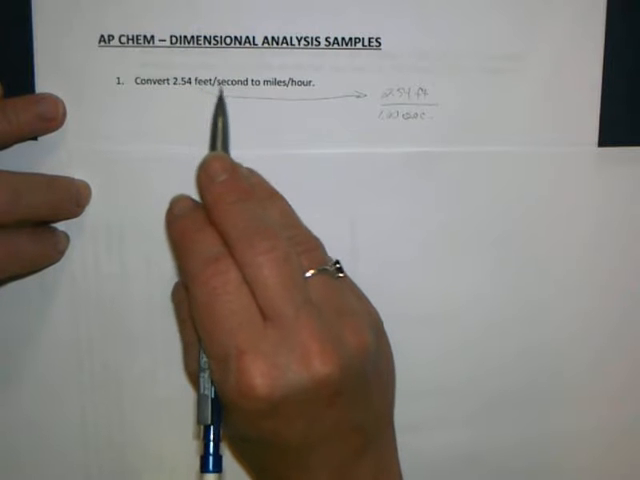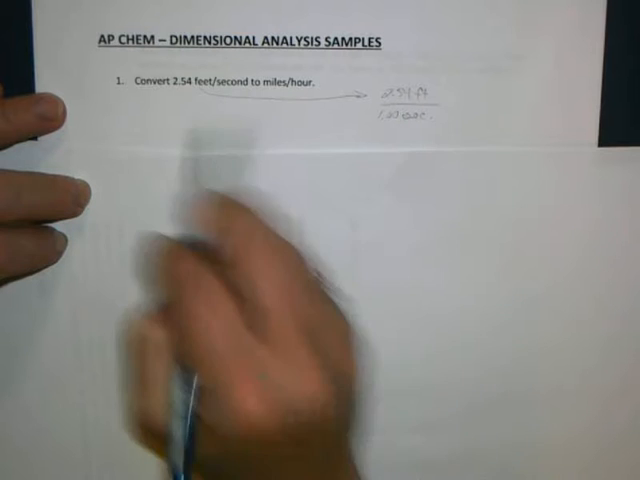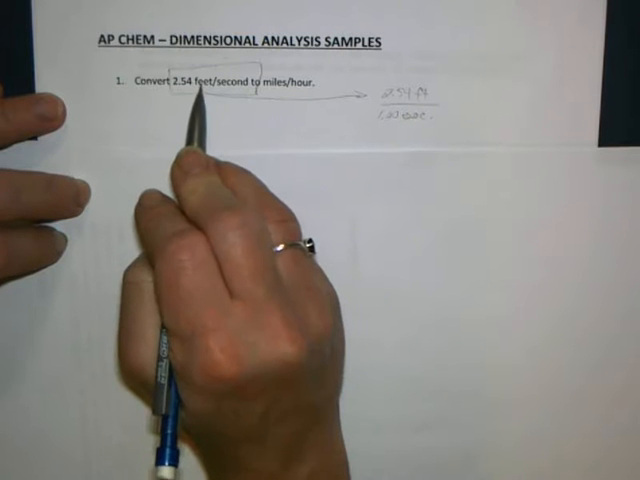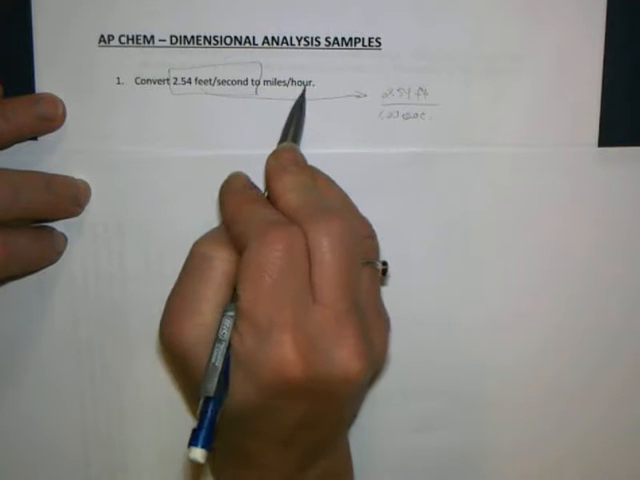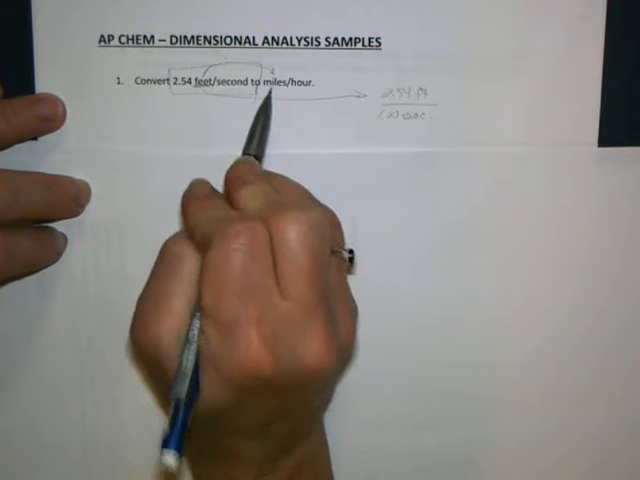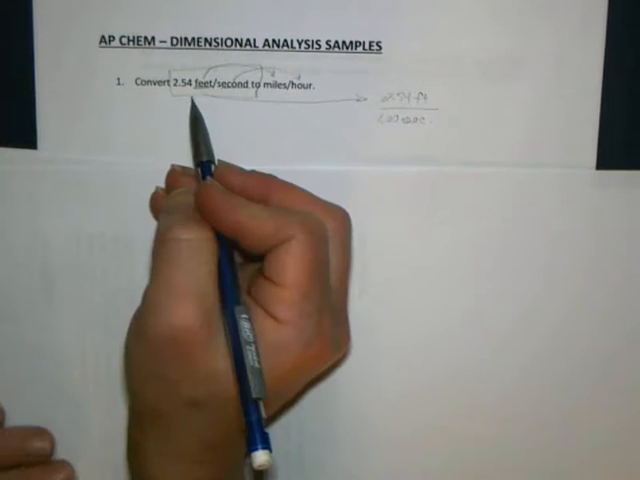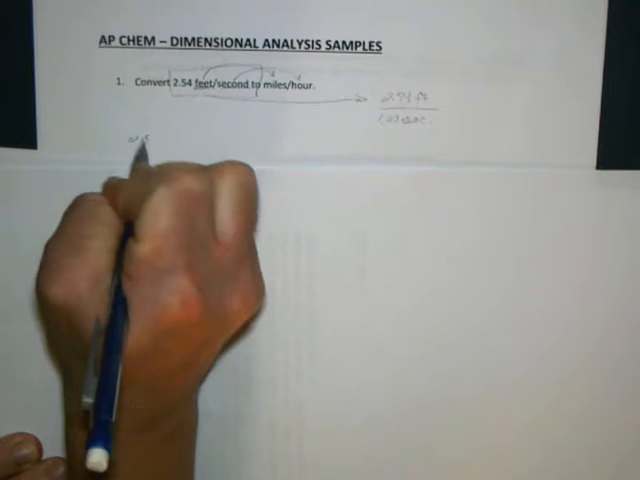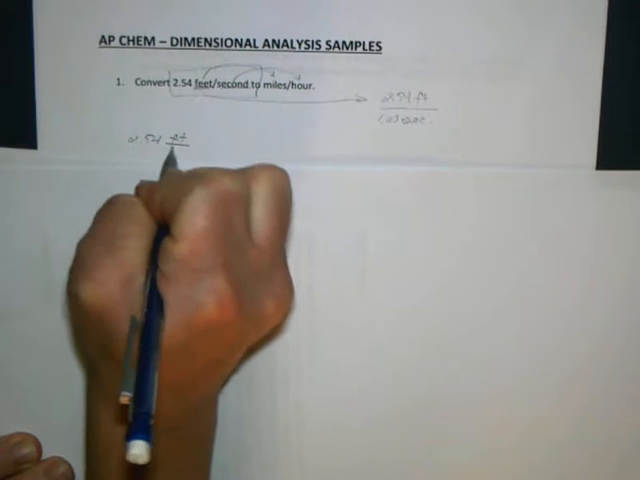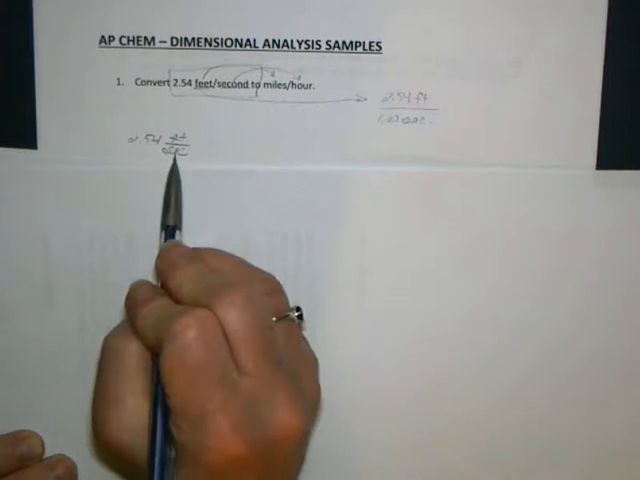Whenever you hear a per, that of course means whatever unit follows would be in the denominator. This is our given. We need to convert feet per second to miles per hour, or we need feet to read miles in the numerator and seconds to read hours in the denominator. So, when in doubt, we're always going to start with our given. 2.54 feet per second. Let's just concentrate on converting 1 unit at a time. I need feet to go to miles.